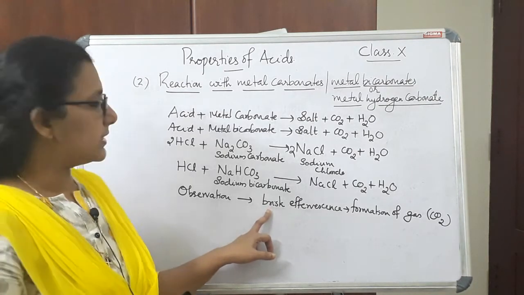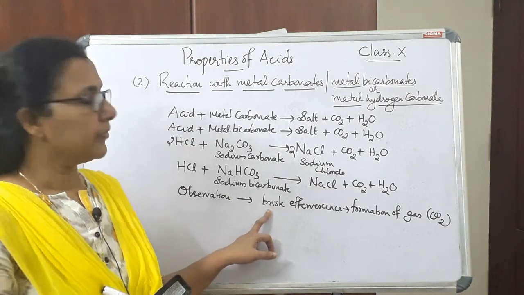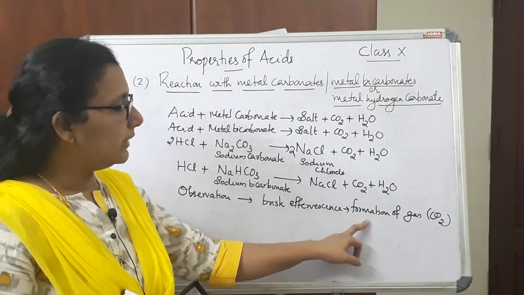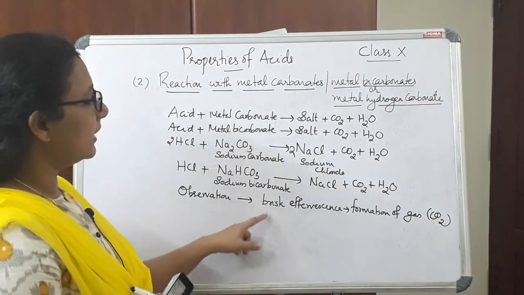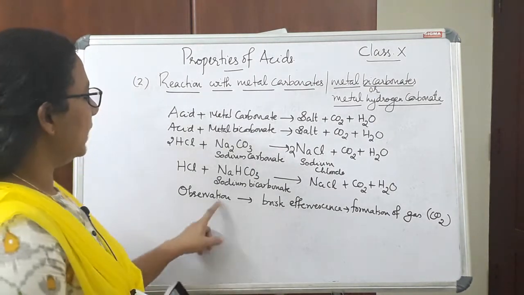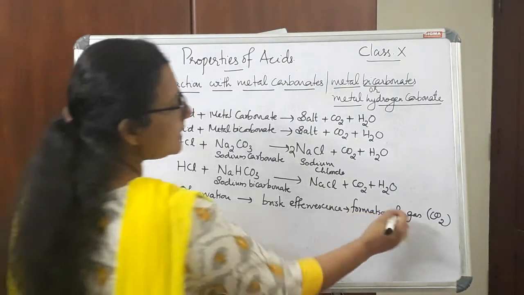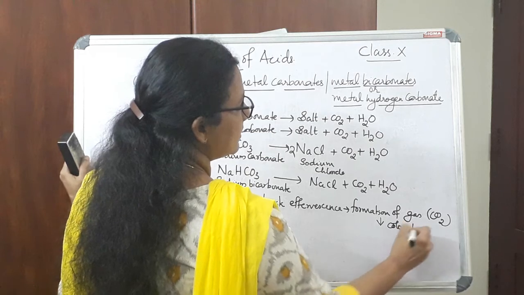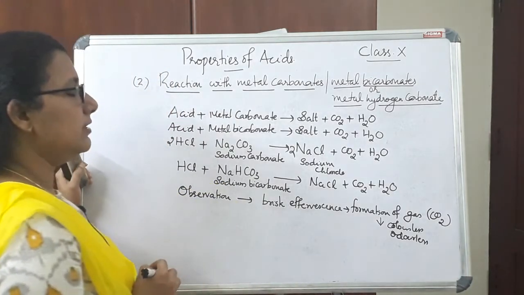That can be seen in the reaction mixture, or if you are doing this reaction in a test tube, we can see a brisk effervescence in the test tube. That is actually due to the formation of a gas. That gas is carbon dioxide. So carbon dioxide gas is formed in the reaction and that can be seen in the form of a brisk effervescence. That will be the observation if you are doing this experiment in the laboratory. And this carbon dioxide gas is colorless and odorless.